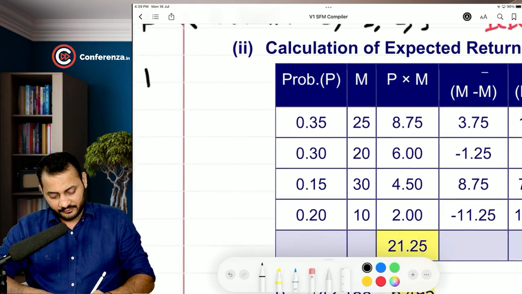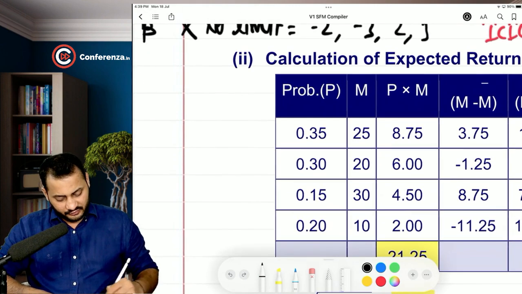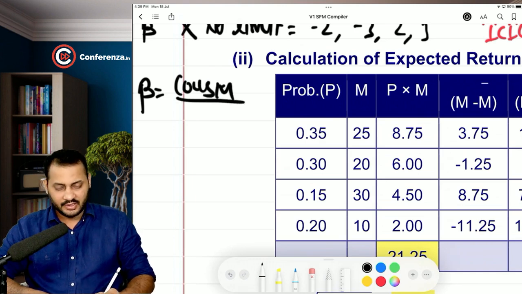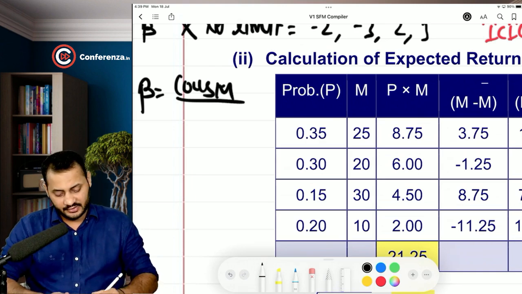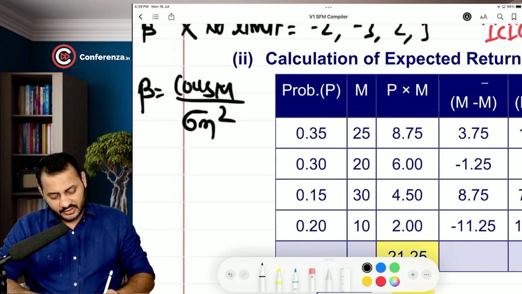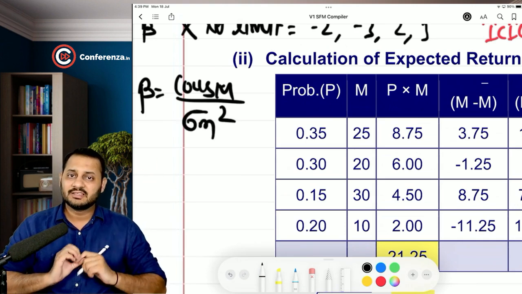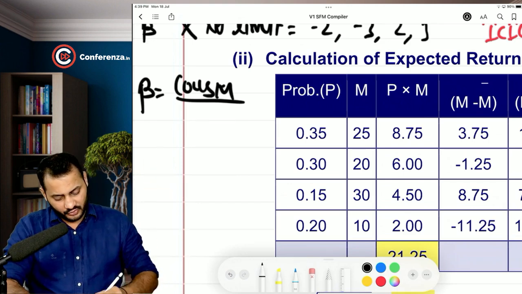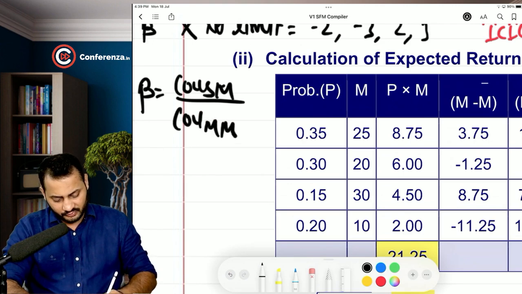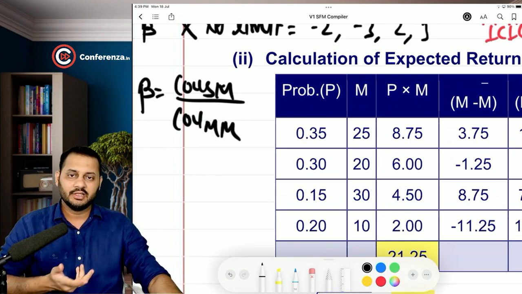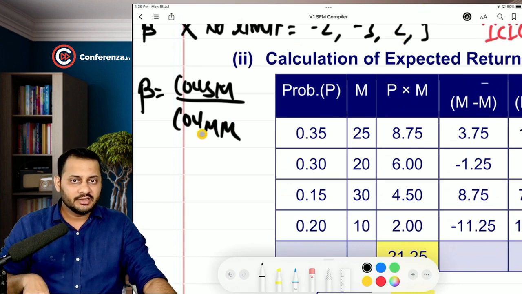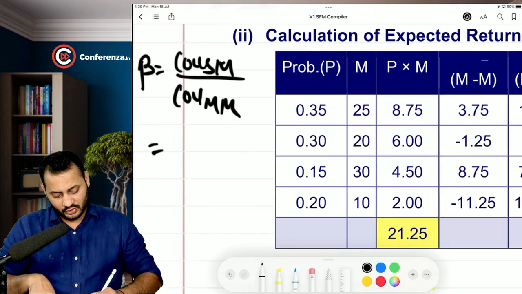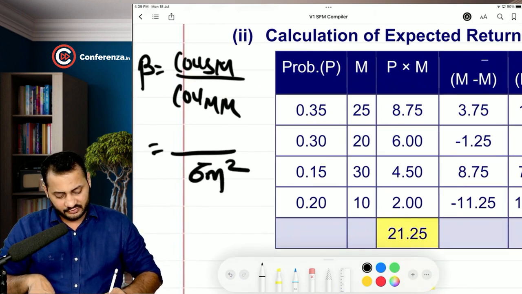Again, let me tell you one thing. Beta is nothing but a measure of the risk against the market. So the risk of the stock against the market is the covariance of the stock with the market, divided by the market's variance. This standard deviation of M square is nothing but the covariance of market with market. So basically what we are doing is we are putting the variance, the risk of the market, in the denominator and the risk of the stock in the numerator. And covariance of MM is nothing but standard deviation of M square.